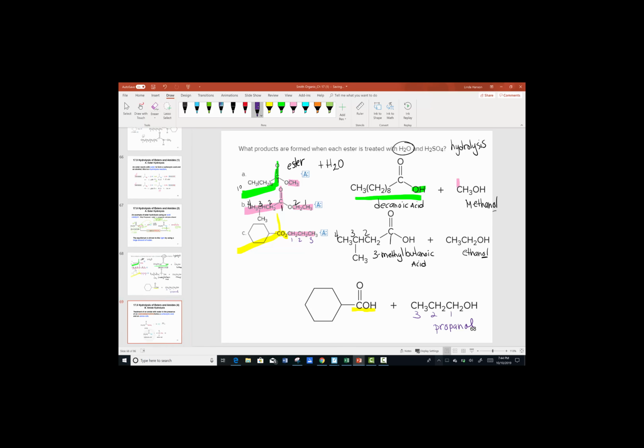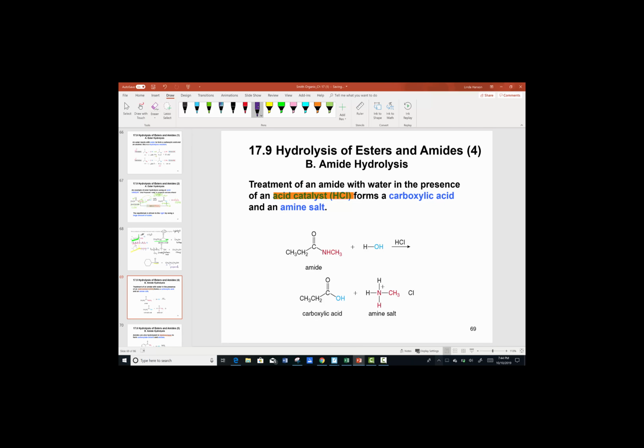Not too bad. And then equal treatment with the amides. Of course, the amides are exactly the same way as the esters. If we add water to the amide, we get back the original amine salt. And so here's the reaction that it's asked us to draw in that general formula. An amide plus water in the presence of an acid catalyst, and that's what we're recognizing here on the arrow, the acid catalyst of HCl.